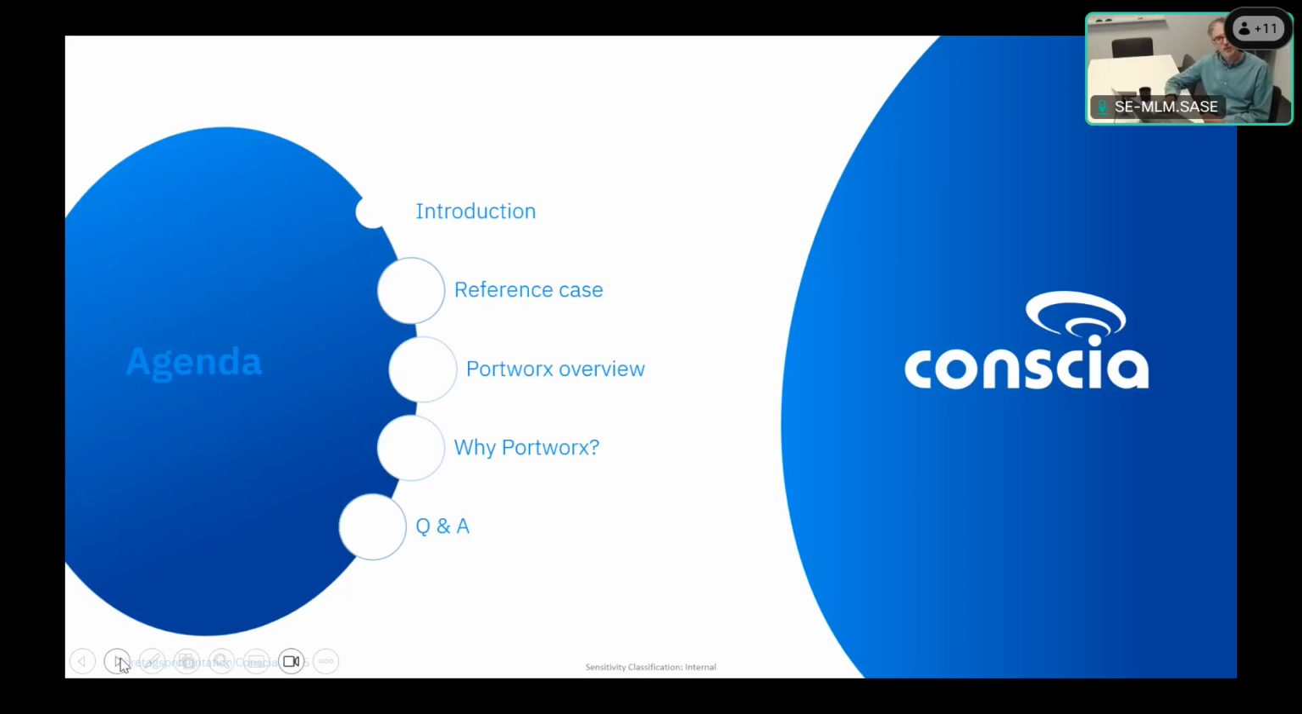So let's kick it off with a reference case here from Sweden. And then Christian will take over and give you the overview of what Portworx is, what it does, and why Portworx might be a good fit for you and how it can be applied. And at the end, we also finish off with a Q&A session if anyone has something you would like to discuss and get some answers around as well. So let's kick it off.